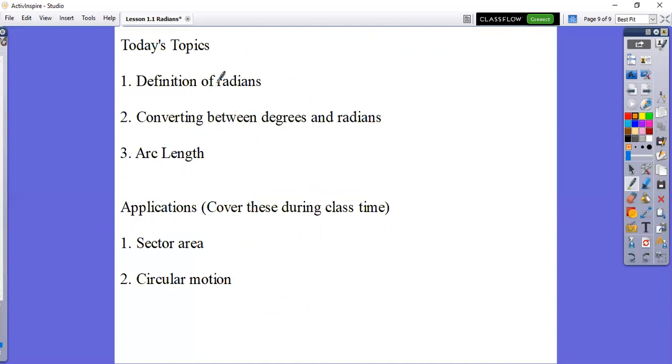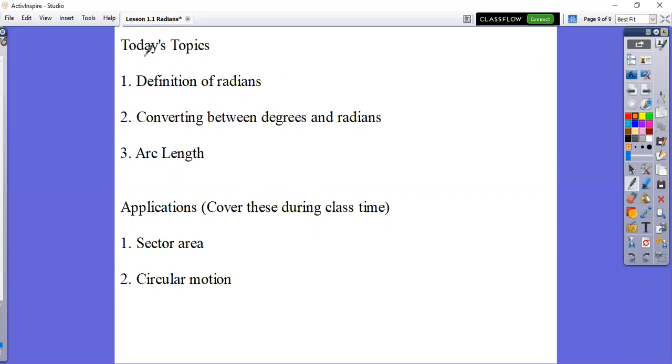So today we talked about the definition of radians. Before we did that, we talked a little bit about angles and some different terminology for angles. That was more to make sure that we were on the same page when we were talking about what these angles look like. You do need to know those words, but really our first important topic was the definition of radians. Then we talked about converting between degrees and radians. And then we also covered a little bit about arc length.